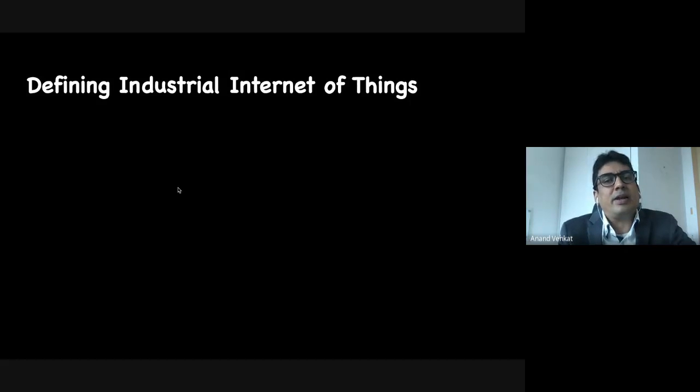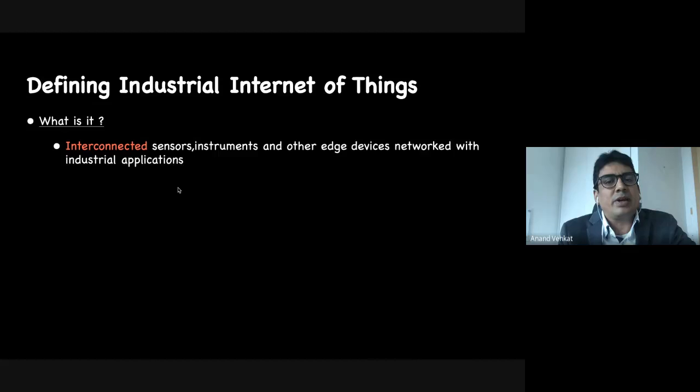First thing is defining the Industrial Internet of Things, right? What is it? It's interconnected sensors. I think in the starting of the session you defined it, thanks for that. An important aspect is you're interconnecting different devices, sensors, instruments, and another keyword is edge devices. That means devices which are sitting more close to where the users are using the tools, right? The end user location, if you can call it that.